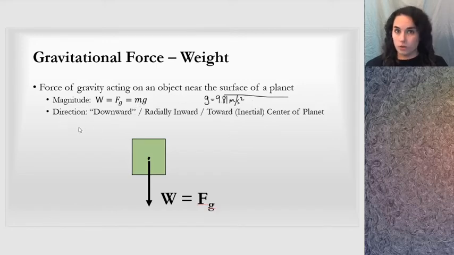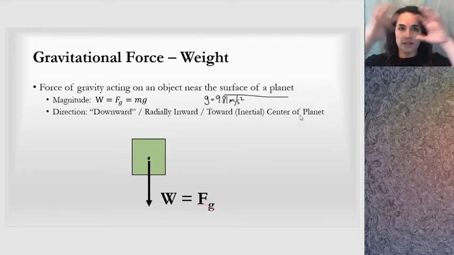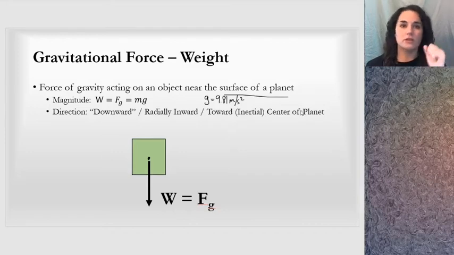The direction we are also aware of, we say it's downward, but to formalize that a little bit more, we would say radially inward or towards the inertial center of a planet. We approximate planets to be circular so that the geometric center is the center, but you could have oblong objects or whatever. And you can see on the free body diagram here, there's an arrow downward, and that's how I would represent weight as an arrow.